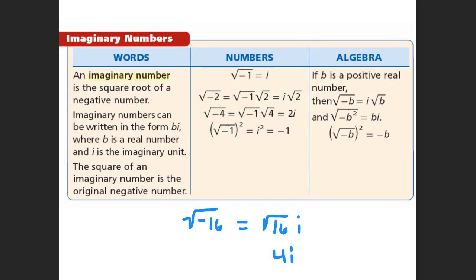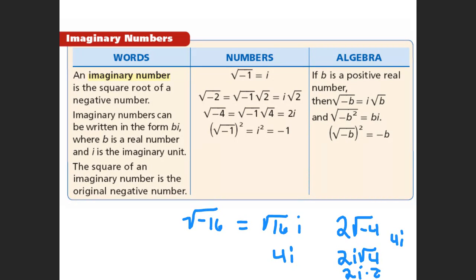Okay? So if I had something like 2 times the square root of negative 4, I would rewrite that as 2, and instead of putting the i on the outside, I always just put it behind the whole number. So 2i square root of 4. Well, the square root of 4 is 2, so this would be 2i times 2, so really that would just be 4i for my answer.